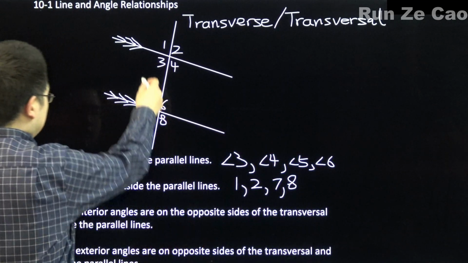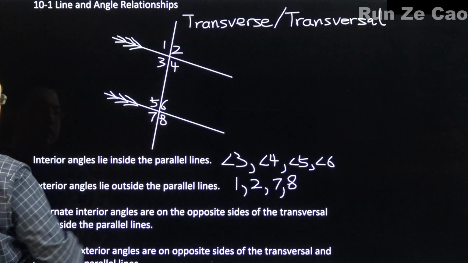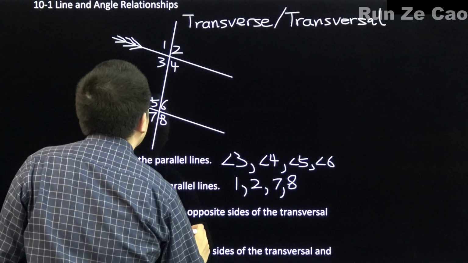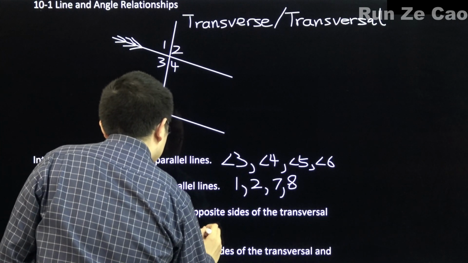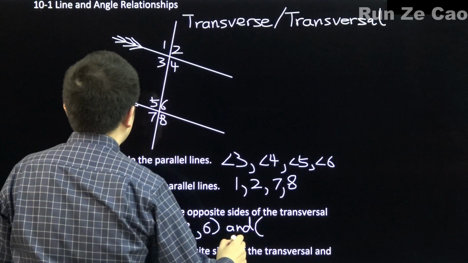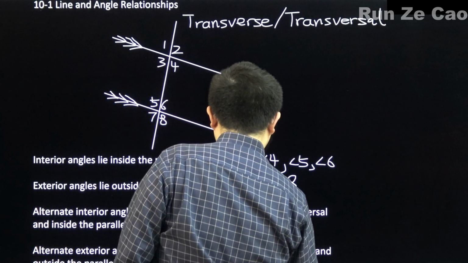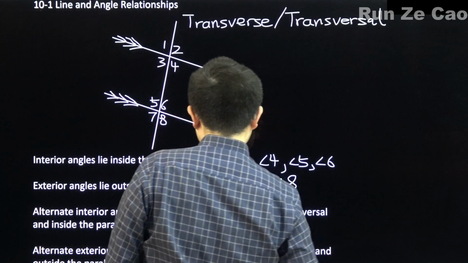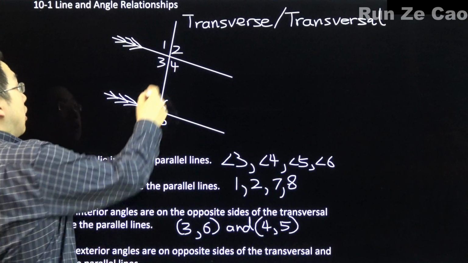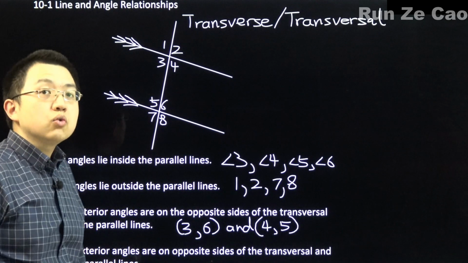Alternate interior angles are on the opposite sides of the transversal and inside the parallel lines. So in other words, we're talking about 3, 6, and the set 4, 5. When these lines are parallel, these alternating angles are equal.